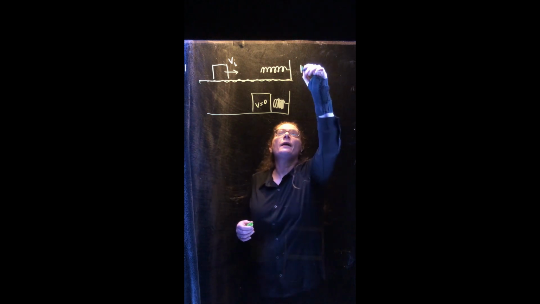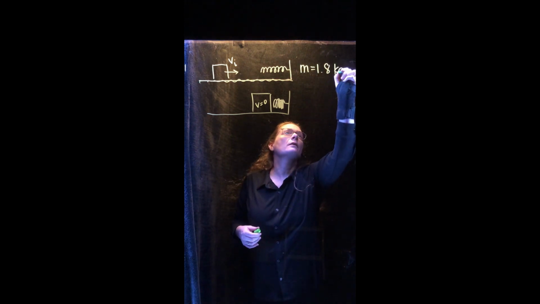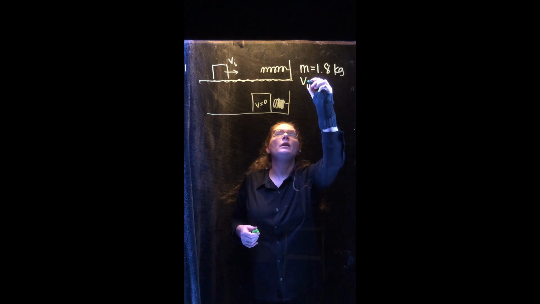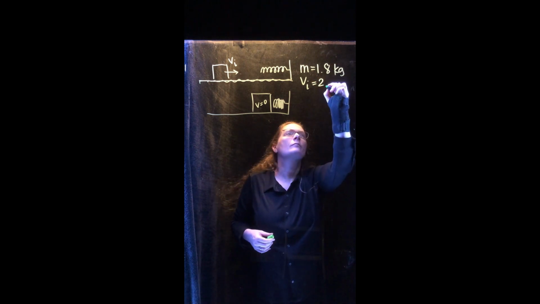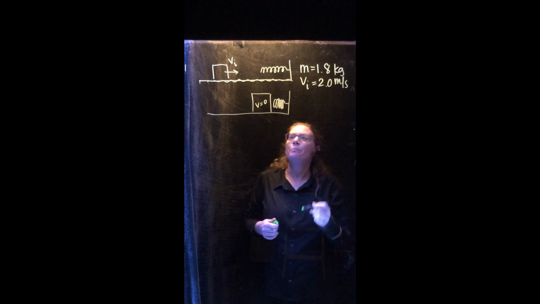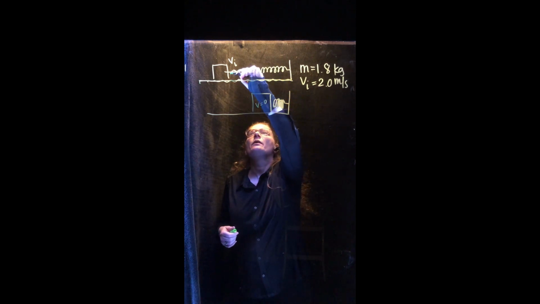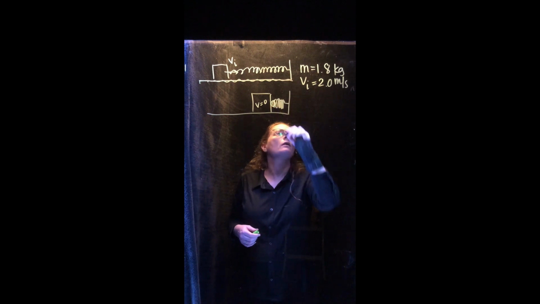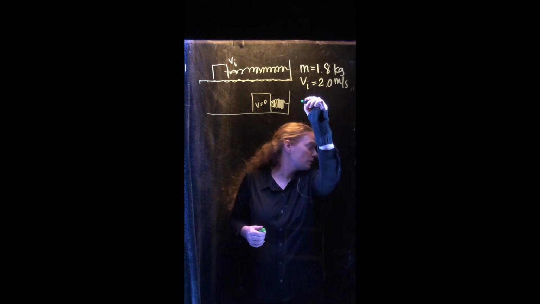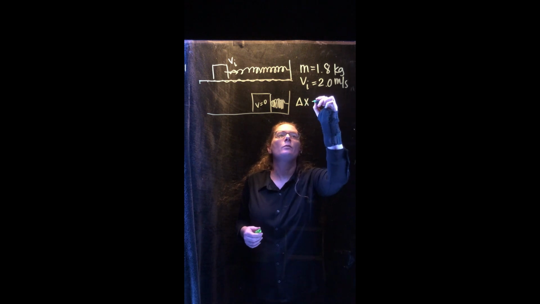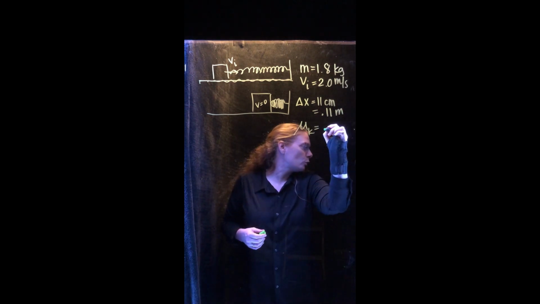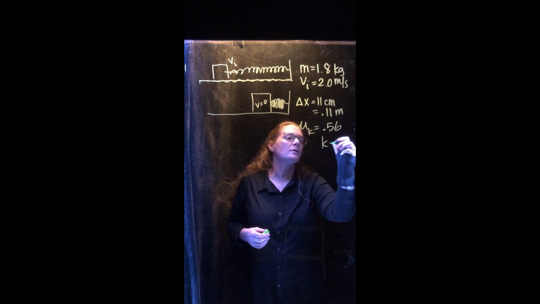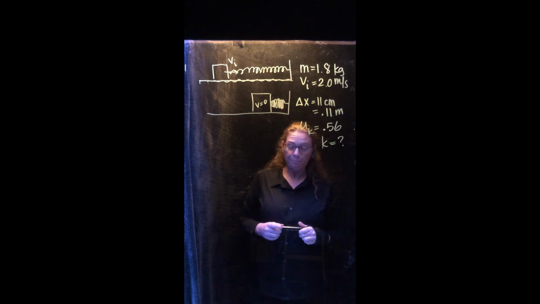Okay, what do we know? The mass of the block is 1.8 kilograms. The initial speed when it hits the spring is 2.0 meters per second. So I need to be careful: that initial speed is when it hits the spring. And it compresses the spring a distance of 11 centimeters, and right away I want to convert that to meters. Coefficient of kinetic friction is 0.56. We want to know, what is the spring constant of the spring? So what is k?